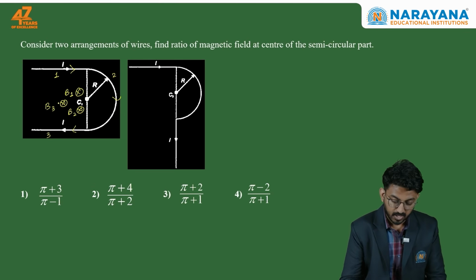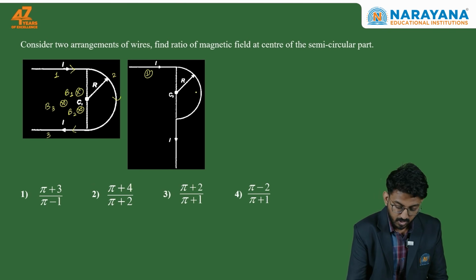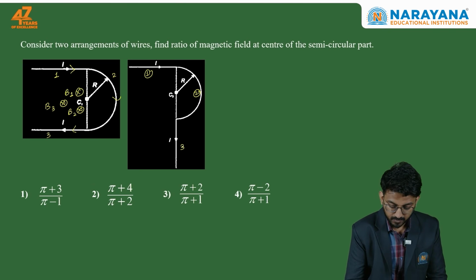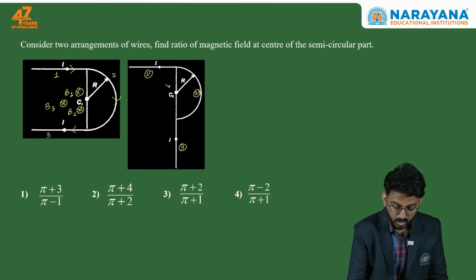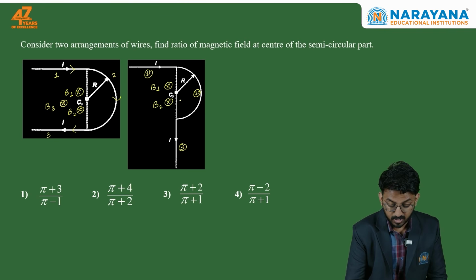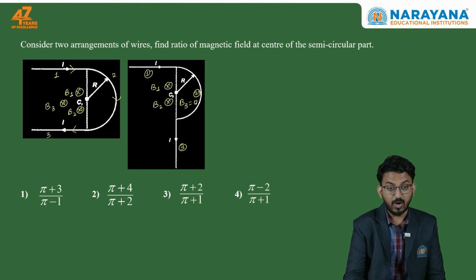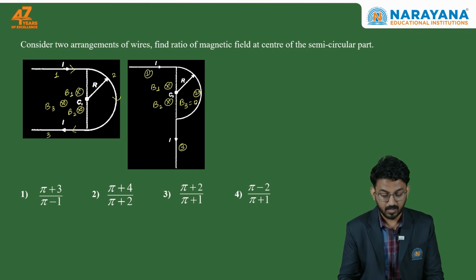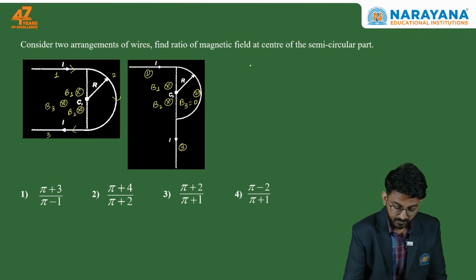Same case if you see with the second part, 1, 2 and 3. Because of part 1, again the magnetic field is going to be into the page. Because of 2 it is going to be into the page, and because of 3 the magnetic field is going to be 0 because the point lies along the wire here. So the total magnetic field in the first situation is going to be the sum of all three.